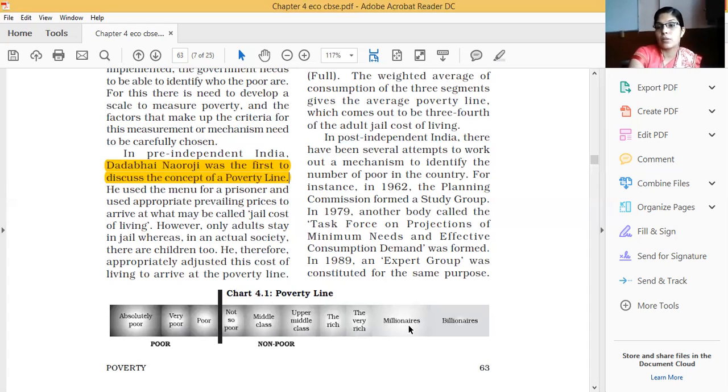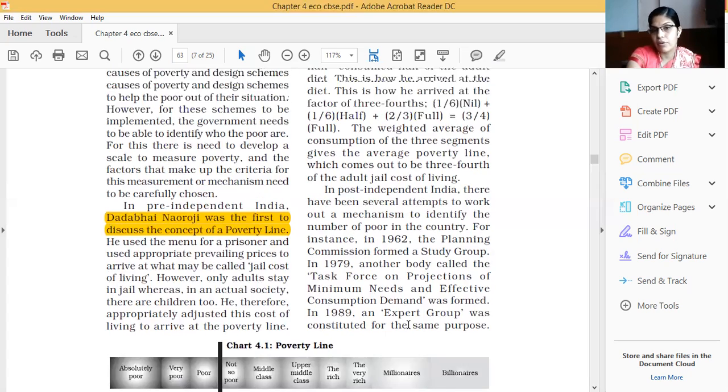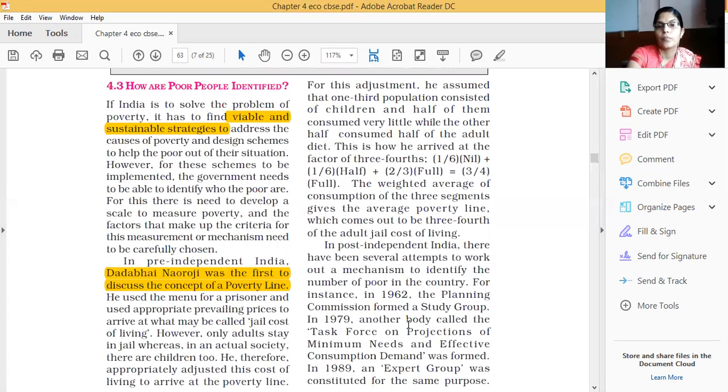Absolute poor, that means a person who cannot satisfy the basic requirements like food, shelter, and cloth. That person is known as poor. Absolute poor. This type of poverty line is decided by our government. We will discuss this one now only.